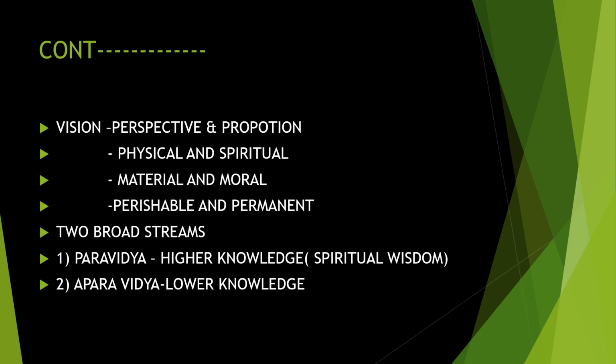Then material and moral: how man is always inclined towards material life, and how we have to keep a moral life. They have a vision about all these things. Then perishable and permanent. Perishable means that we lose it. Man is perishable, that is, we will die. And permanent means it is always there.